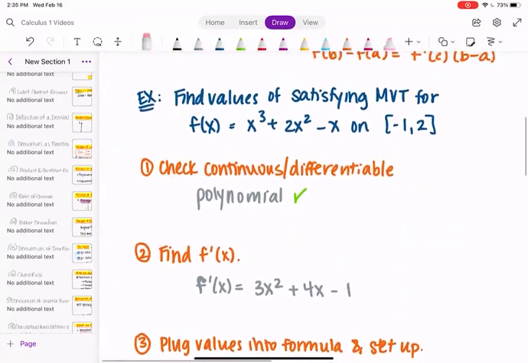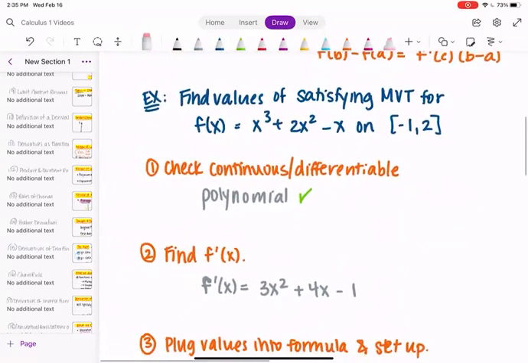So a question would look like this, right? Find values of x that satisfy the mean value theorem for f of x equals some function over a given set of x's, right? So anytime something is written like this, it means that x is between -1 and 2, right? So those brackets just indicate a range that includes -1 and 2.